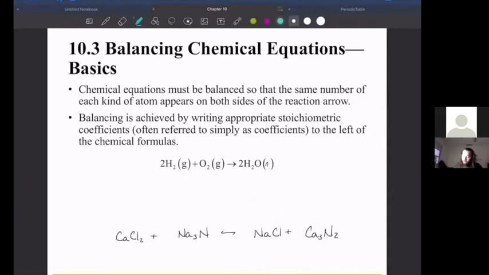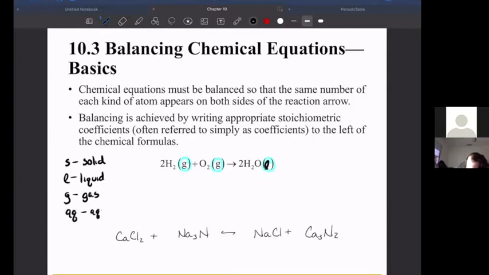Oh, the other thing I want to point out, another thing that you'll see in your chemical equations is what's called the state of matter. Oh, I erased it. So this was an L. That just shows you what form the compound is. So G for gas. S is solid. L is liquid. G is gas. And then there's AQ, which stands for aqueous. This is another way of saying a solution.